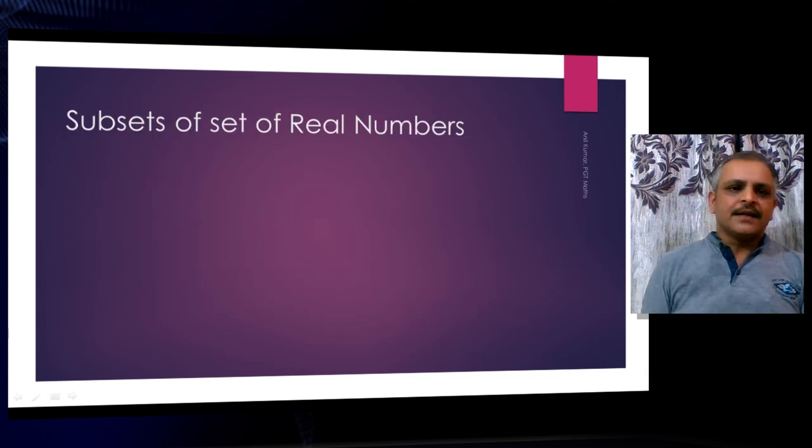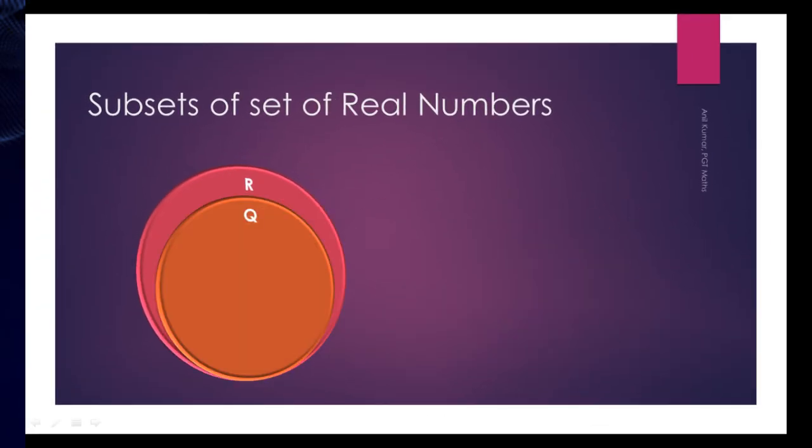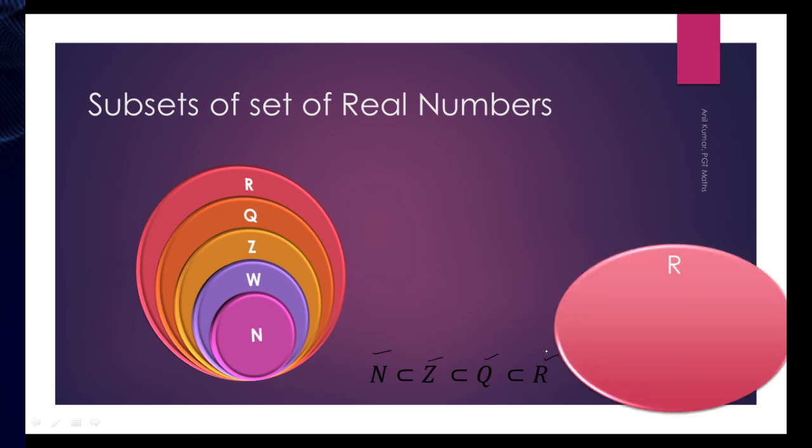So now let's understand subsets of the set of real numbers. So this is the set of real numbers, and the rational numbers are a subset of the real numbers. Integers are a subset of rational and real numbers. Whole numbers are a subset of integers. Natural numbers are a subset of whole numbers. So it means we can write it like this: natural numbers are a subset of integers, integers are a subset of rational numbers, and this is a subset of real numbers.